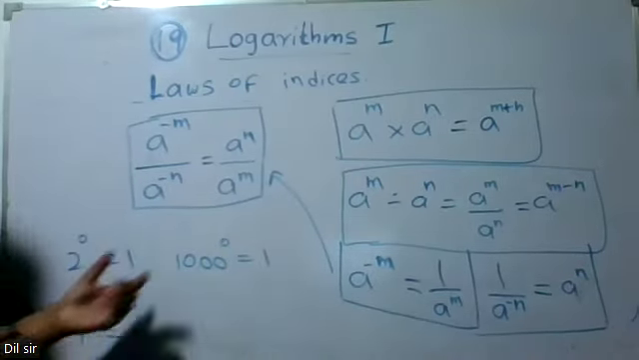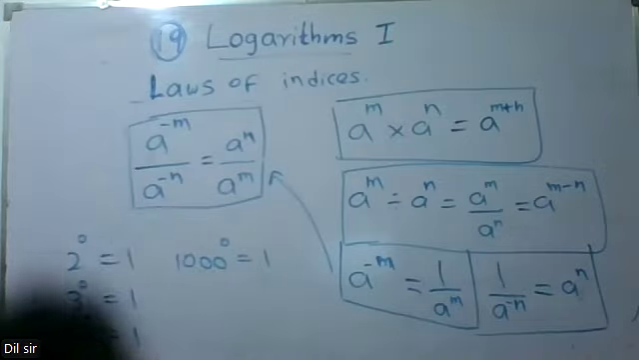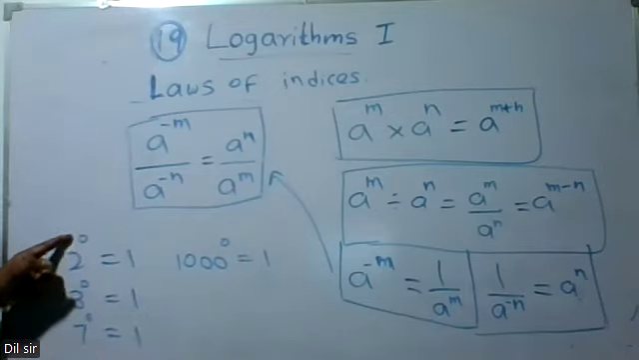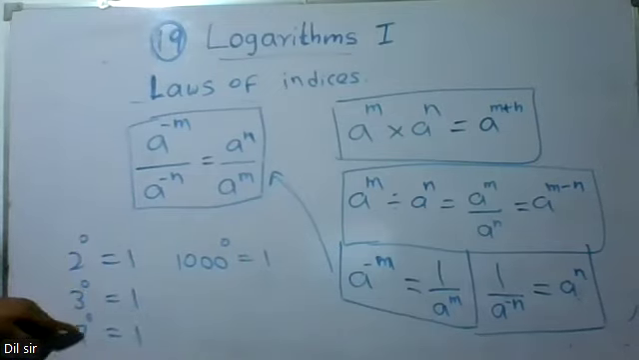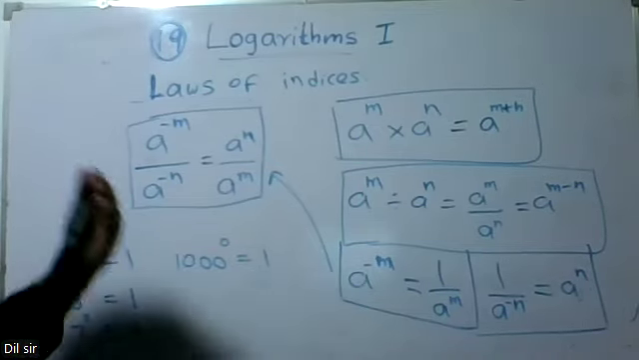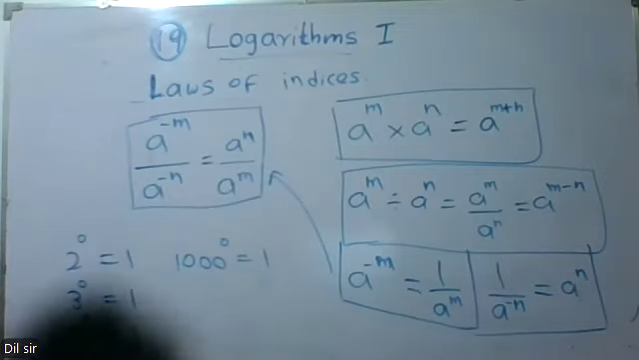0 index with any base except 0 is 1. Any base with index 0, like this 3 to the power 0. Here index is 0. Here index is 0. Here index is 0. Here index is 0. The answer is 1. Even 1 million to the power 0 is also 1.